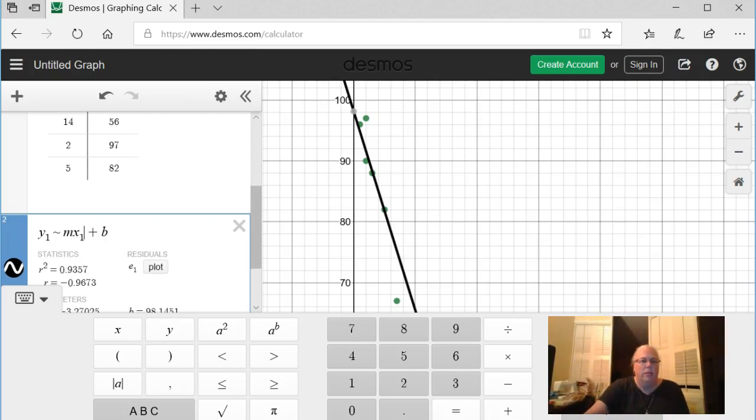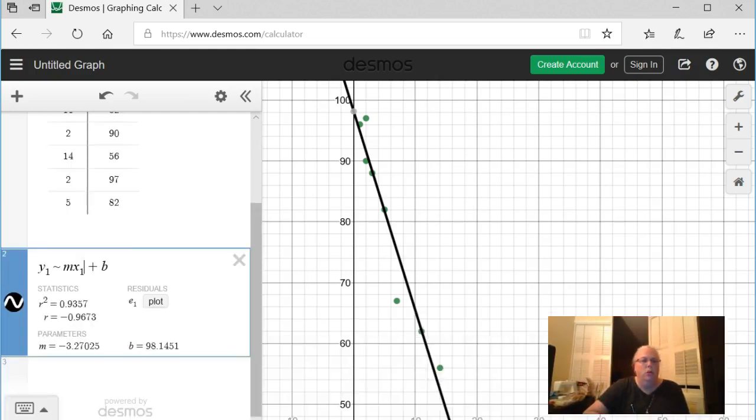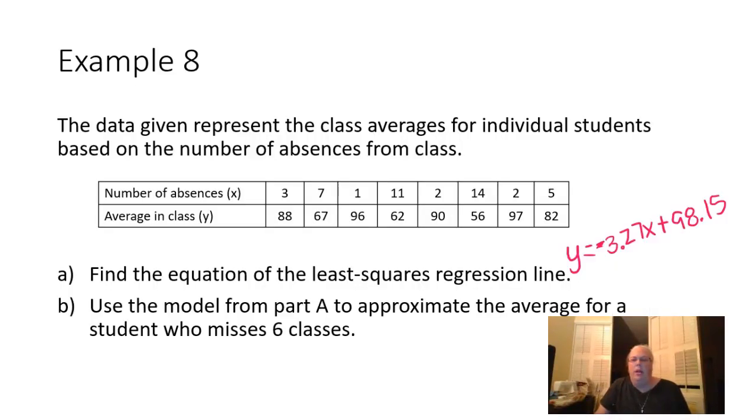And you'll notice all that stuff that just populated right there. This whole box right here. We've got an r squared, an r, our e1, and our parameters. This is what we're interested in, the parameters, because you'll notice it's m and it's b. m being my slope, b being my y-intercept, and I can plug them into y equals mx plus b, and I'll have my equation. So it looks like my equation is going to be negative 3.27 times x plus 98.15 if we round everything to 2 decimal places. And so that's going to be my model right here, negative 3.27x plus 98.15.